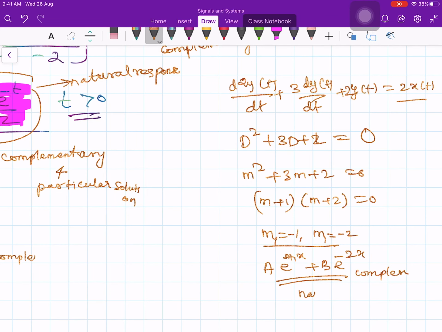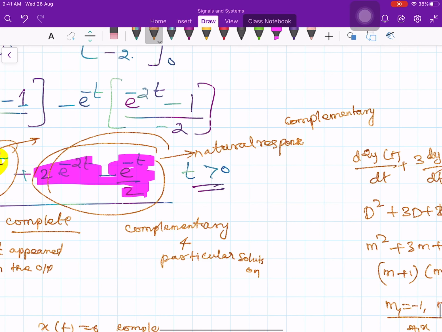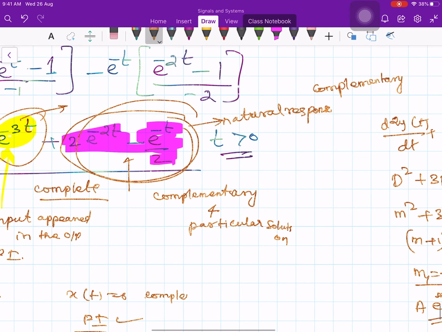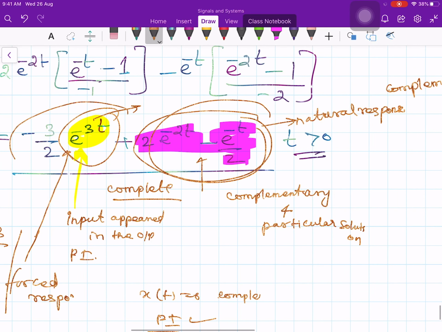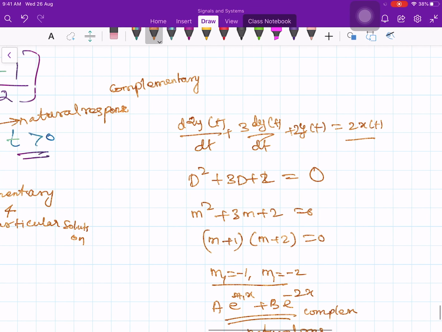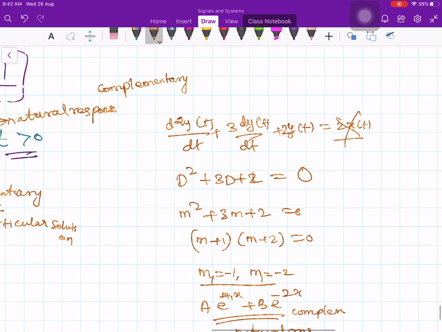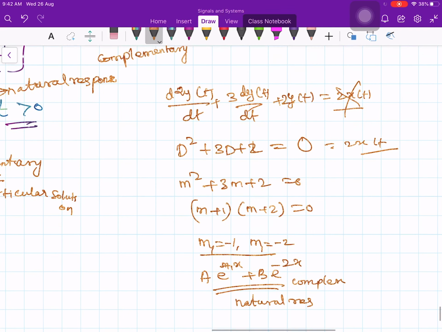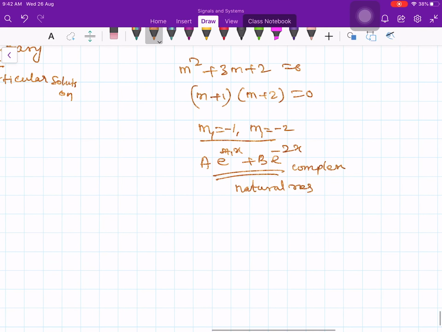The same response is occurring here, this one, which is highlighted in the violet color or whatever it is. And this is the natural response, and this is your forced response, the particular integral. So, in the particular integral, you will not make this 0, you will take the 2 times x of t also, and then you will solve it. So, whatever you are studying in mathematics is very useful in signals and systems also.